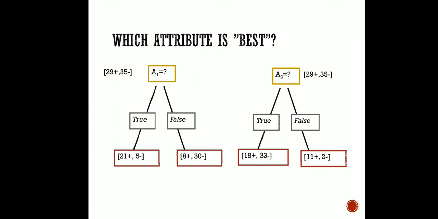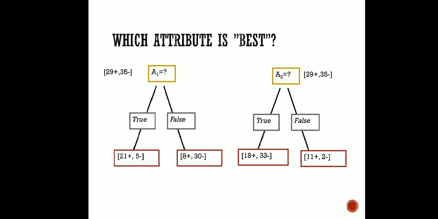Let us see. One node is named A1, and it has a total of 29 positive values and 35 negative values. Whenever A1 is true, for this true condition it has 21 positive values and 5 negative values, and when it is false, it has the rest. So for A1 we have split it into two branches, and it is like this.